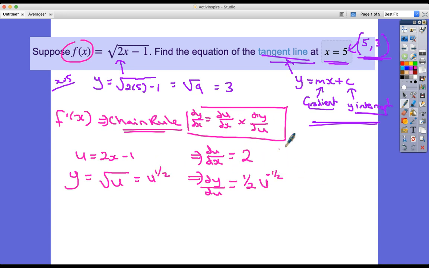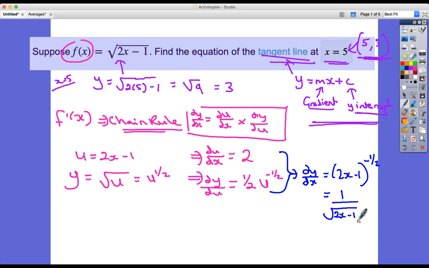Okay, so by the chain rule now, all I need to do is to multiply those two things together. And I'm going to get dy by dx equals 2 times a half, which is 1. U is actually 2x minus 1, and it's to the power of minus a half. I could also write that as 1 over the square root of 2x minus 1. If you're really good with your laws of indices, you'll be having no problem there.